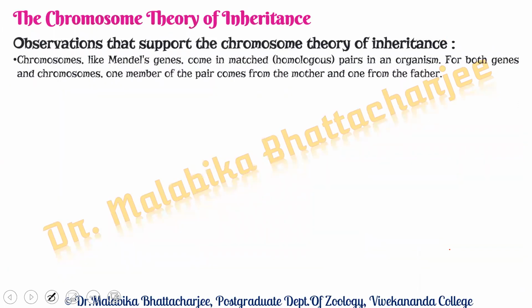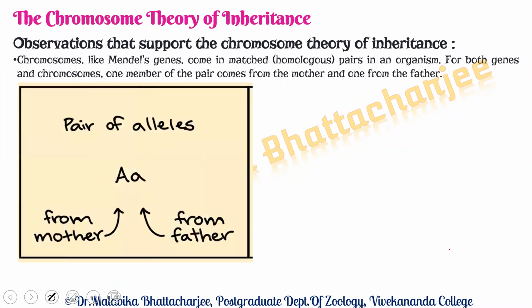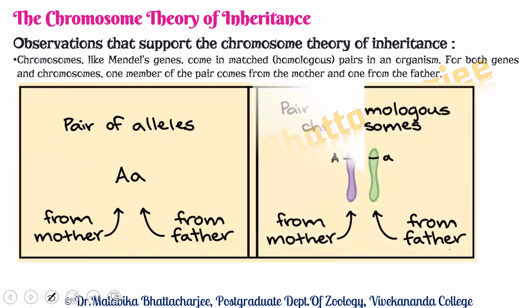And now the observations that support the chromosome theory of inheritance. Let us look into the picture. Whenever we think of a pair of alleles, one allele is coming from the mother and the other allele is coming from the father. When we think of a pair of homologous chromosomes, we are just comparing Mendelism with the behavior of chromosomes.